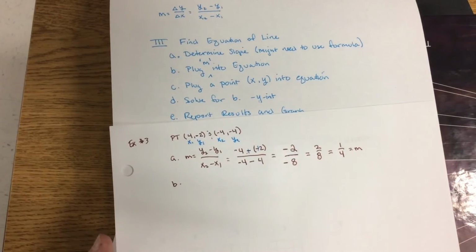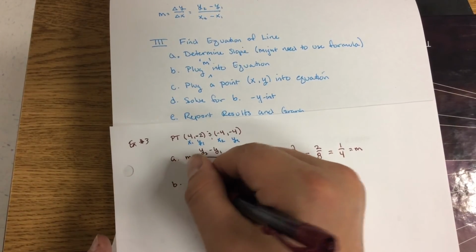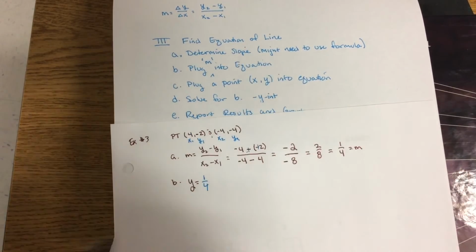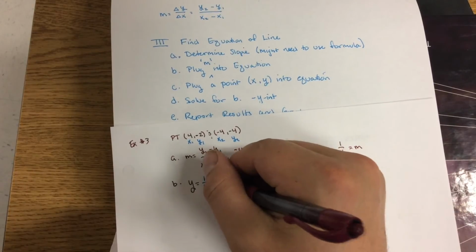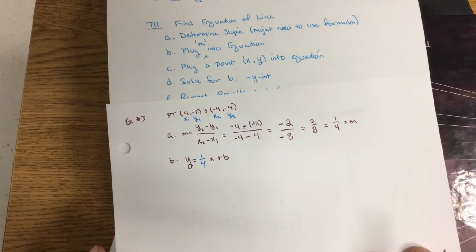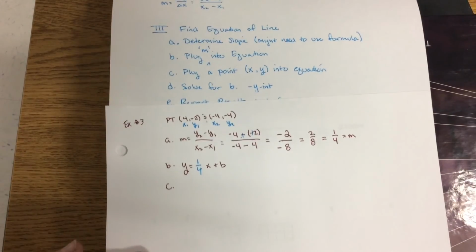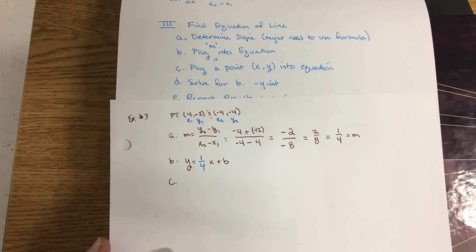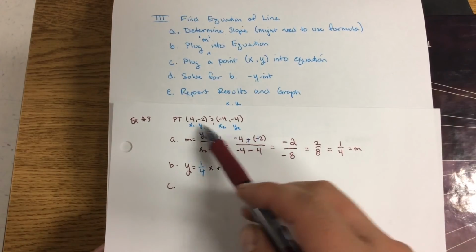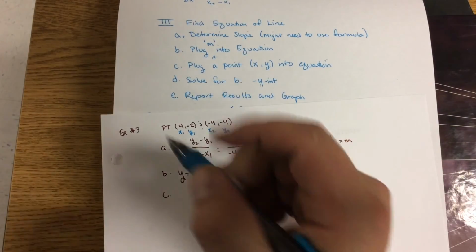In part B, plug it into the equation. So this is y equals 1/4 x plus b. Next part. Take a point and plug it into the equation. Now, does it matter which point we take? It doesn't. So, whichever one you want to do. I kind of like that this only has one negative, so I'll probably just use this point because I'm a big fan of it.